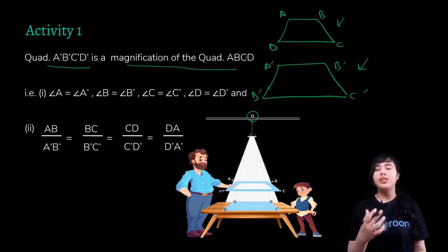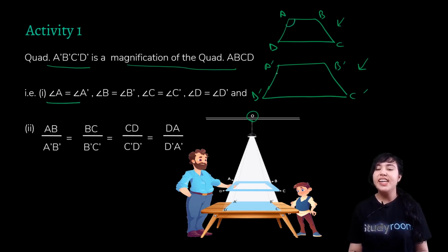Now what you need to do is make some measurements. To make some measurements, you require a protractor and a ruler. So measure angle A and you'll see it turns out to be equal to angle A dash. Measure angle B, it will turn out to be equal to angle B dash. Measure angle C, it will be equal to angle C dash. Measure angle D and that will be equal to D dash.